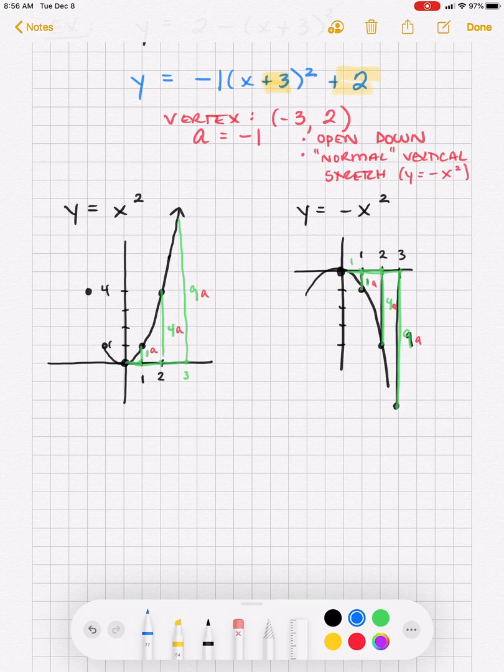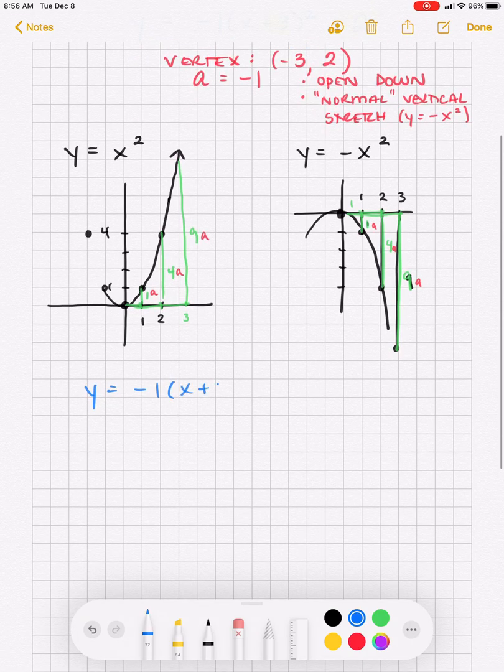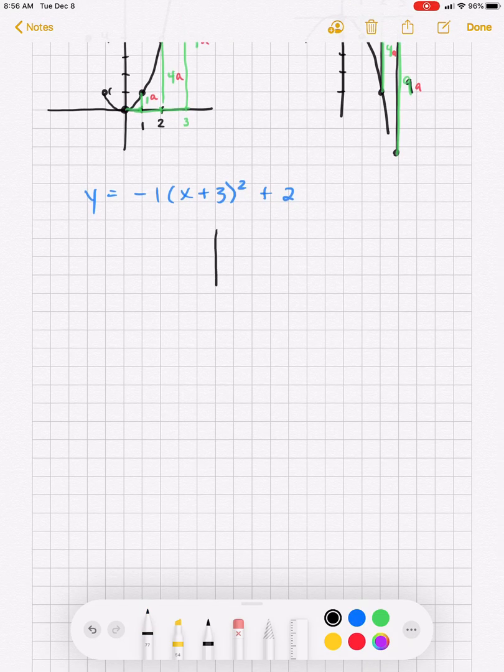All right, so with all that being said, finally, I'm going to come back to this parabola. This was y = -(x + 3)^2 + 2. Let's go ahead and finally graph this parabola. So the vertex we said was at (-3, 2). So negative 3 right here and positive 2.